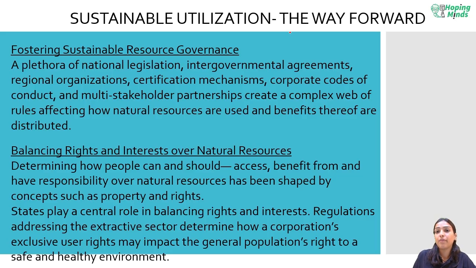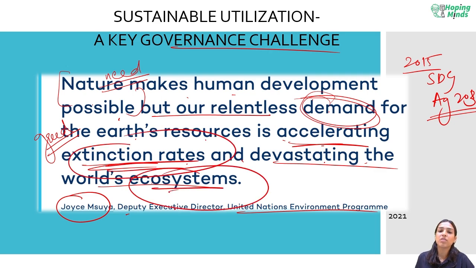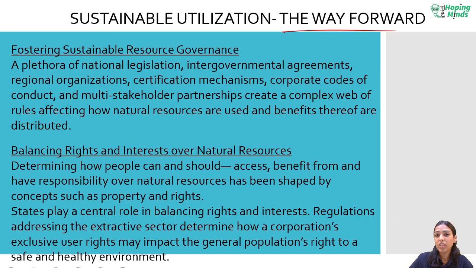Sustainable utilization, the way forward. This image tells us that we need to have ecosystems preserved and extinctions stopped, so we need sustainable, optimal utilization of resources. How can we do that? By fostering sustainable resource governance. A plethora of national legislations, intergovernment agreements like the SDG agenda, regional organizations. Not only at the international level must there be programs that foster sustainable resource governance, but even at the regional levels. In fact, these regional organizations working at the village level, working at the tribal levels, are more helpful because the ground level realities are what these people deal with.